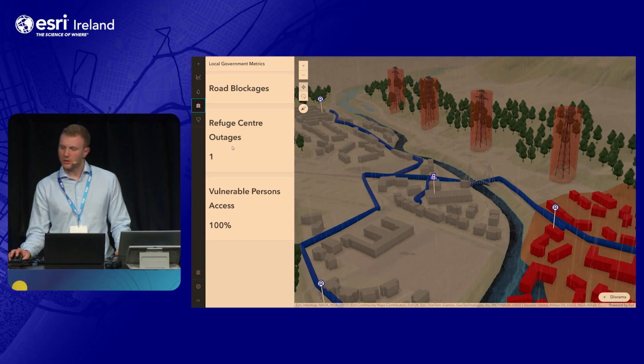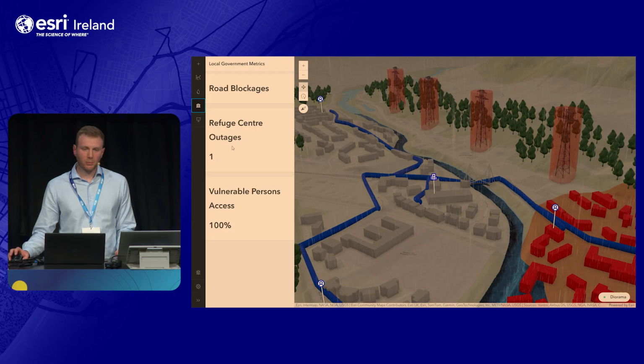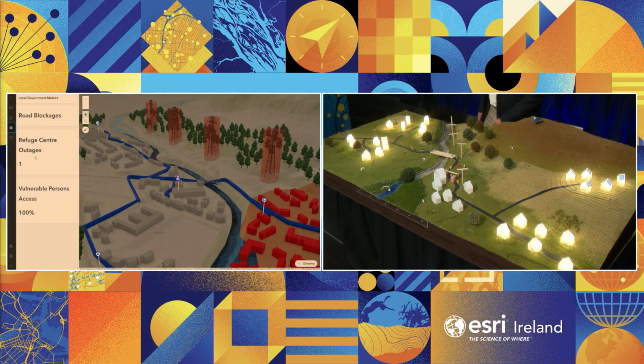But what happens if the storm intensifies and water levels continue to rise? The bridge could be blocked or even swept away. Let's turn the camera on again for our diorama and see what happens when the bridge is removed.